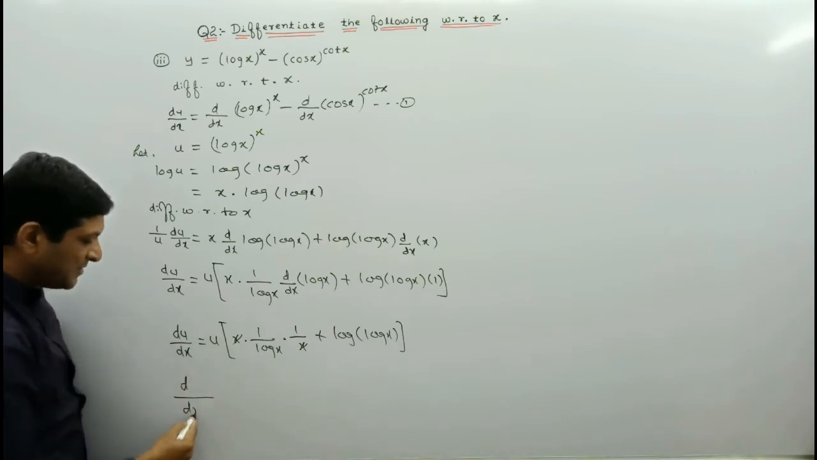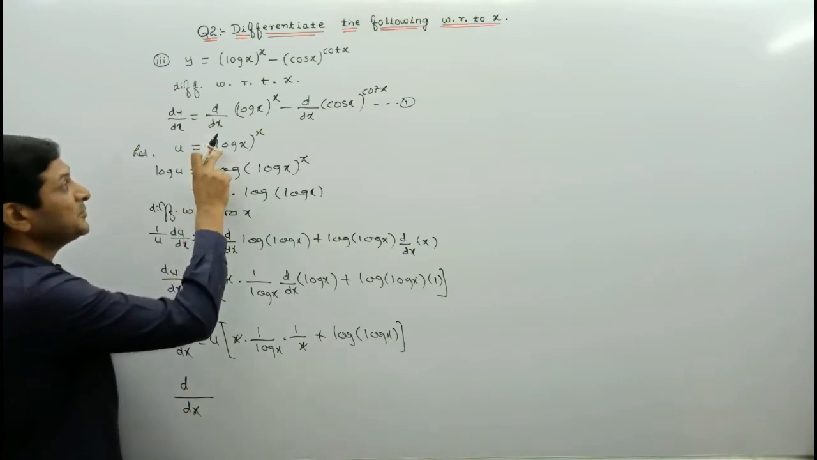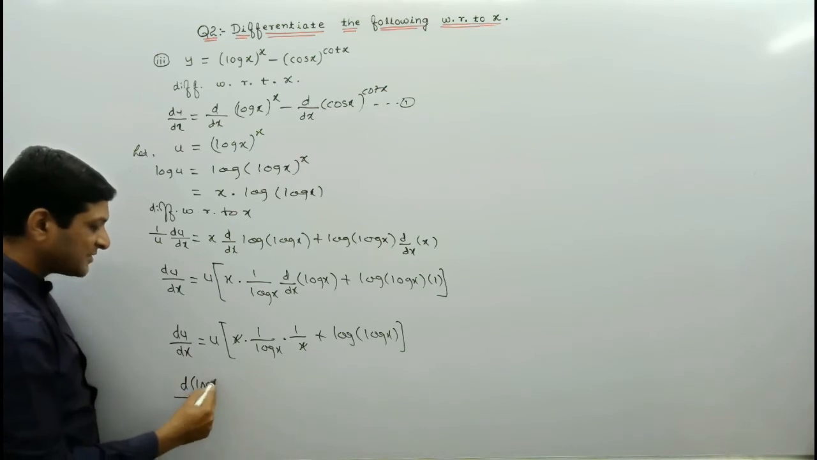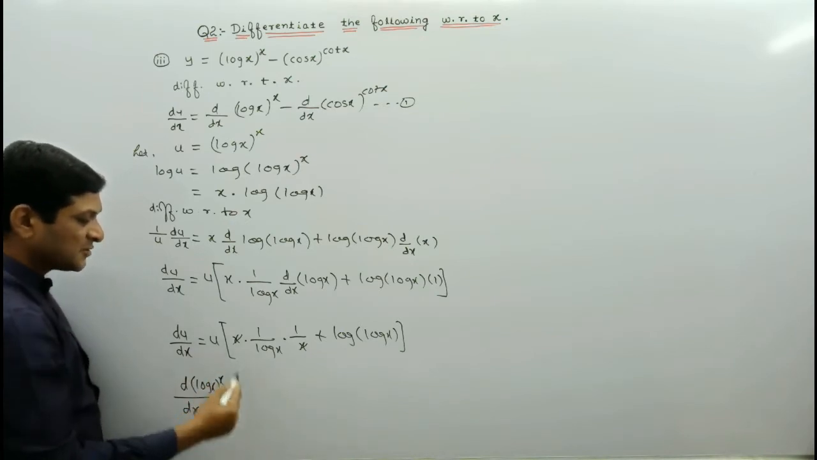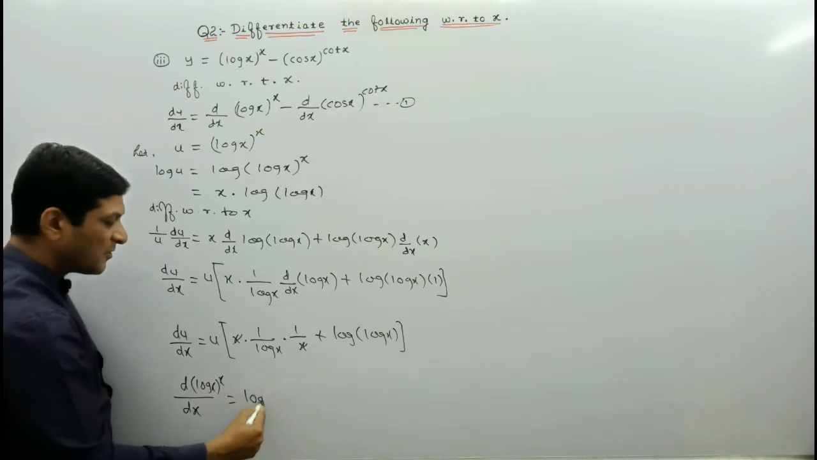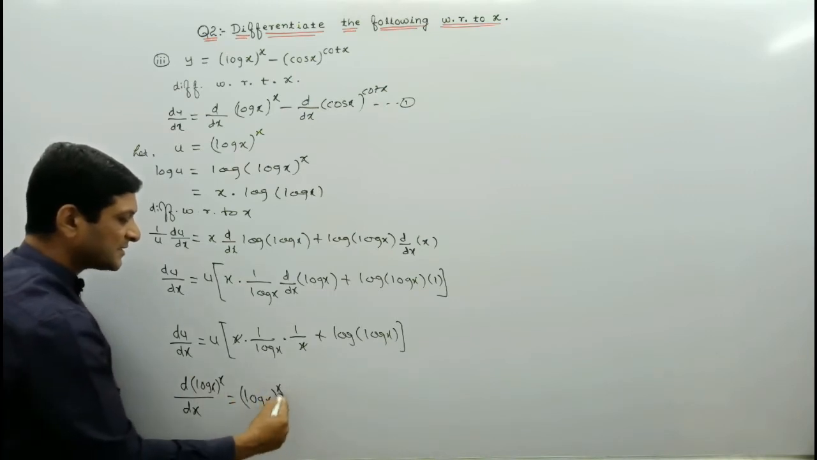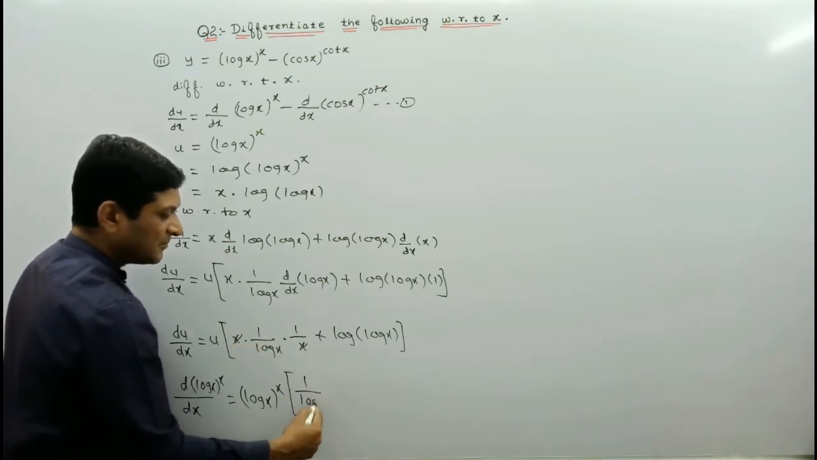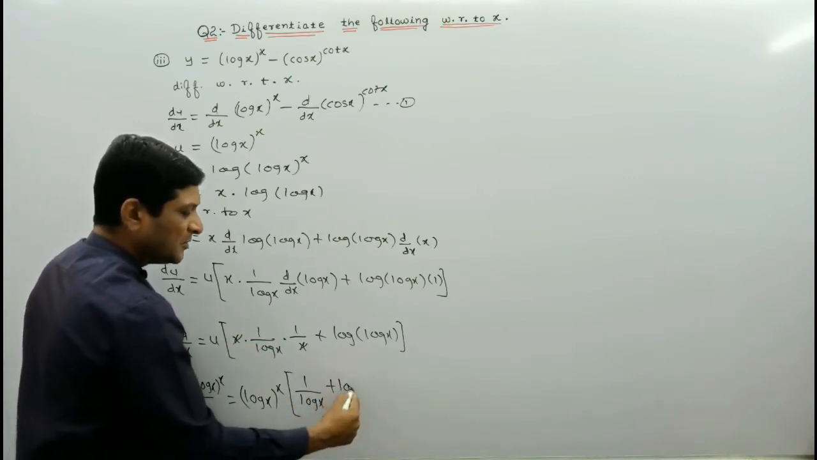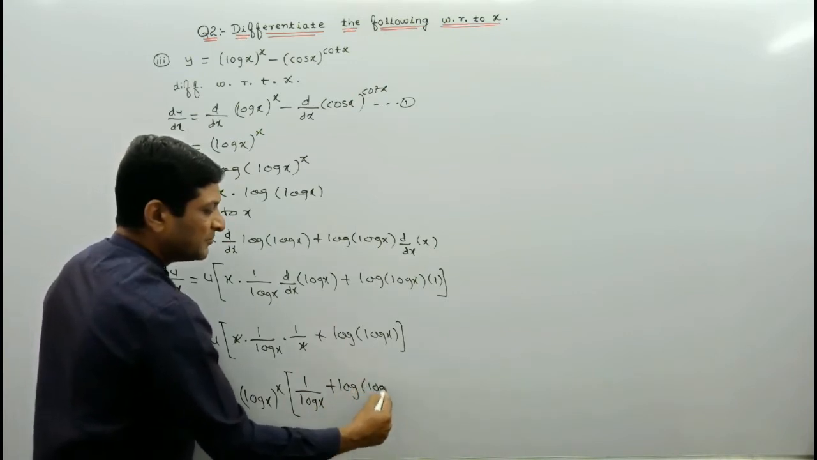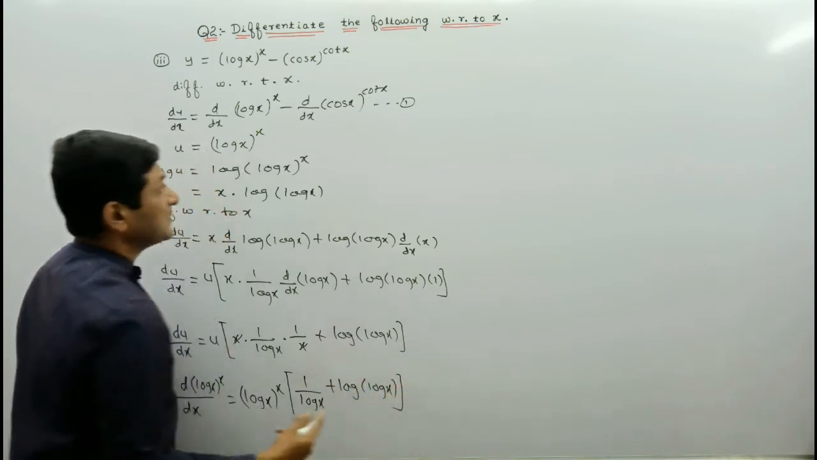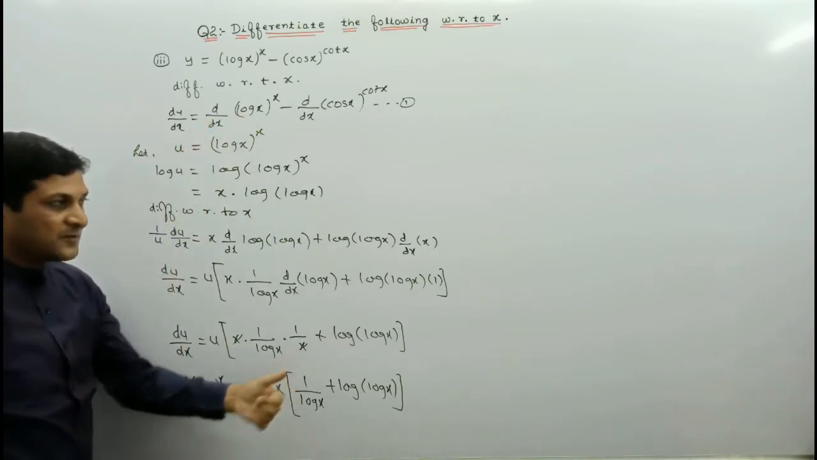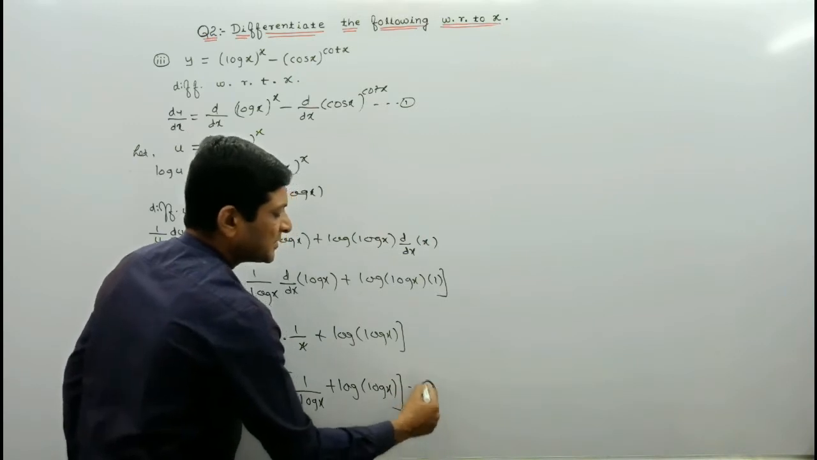So here what will we get? d by dx of u. What is the value of u? Log of x raised to power x. On this side also replace u by its value, log of x raised to power x. Write down the remaining part as it is. Here the remaining term is 1 upon log x plus log of log x. In this way we have got the differentiation of the first term, means differentiation of log of log x raised to power x. Let us denote this value by equation number second.